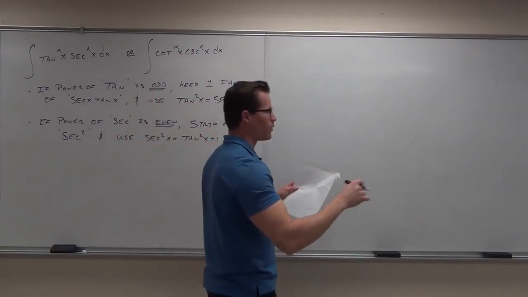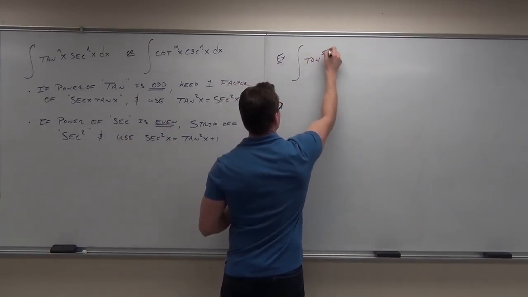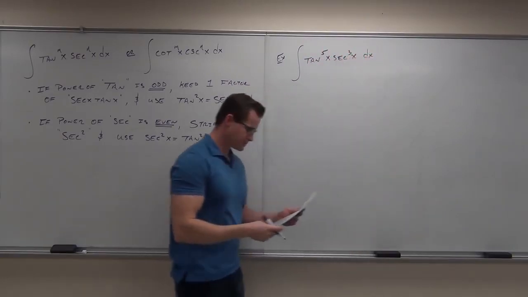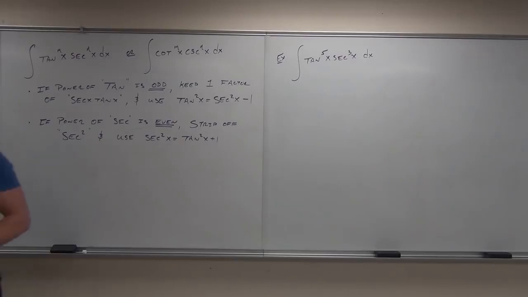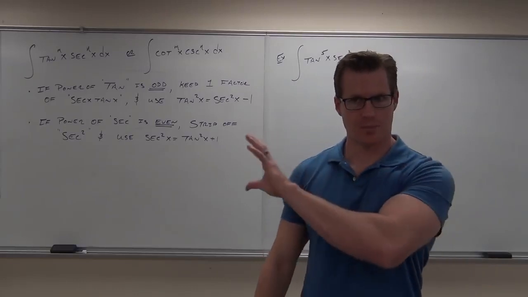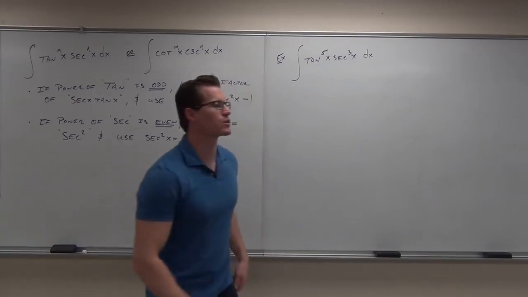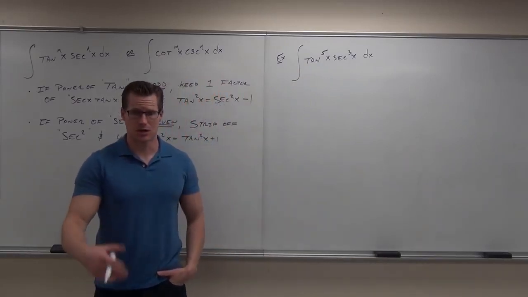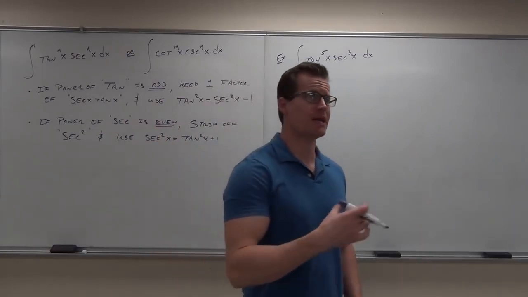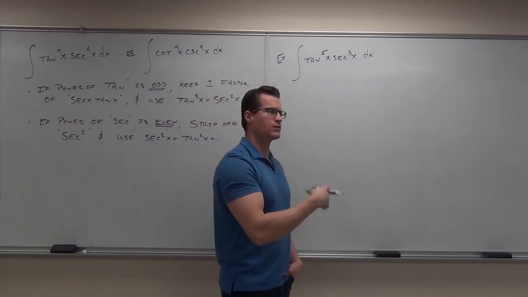Let's try one with tangent and secant first. Let's go through the whole process here. We're going to look at the power of tangent first, and if it fits our paradigm, we're good to go. If it doesn't, then we have to look at the power of secant. So let's look at the power of tangent. What do you notice about it? It's odd, and that's great. That fits right here. With the odd power of tangent, we're going to make it even.